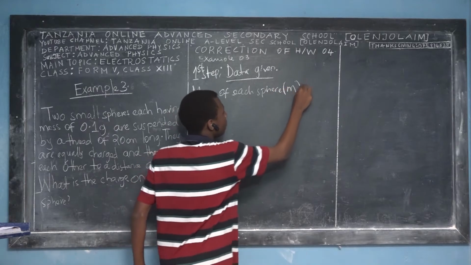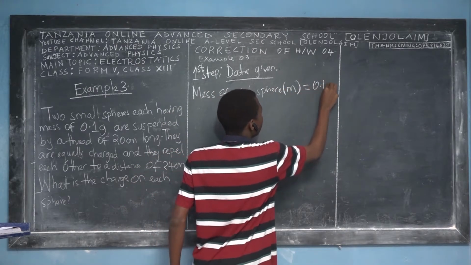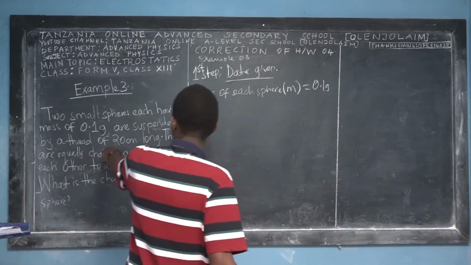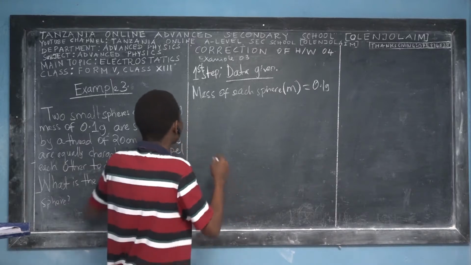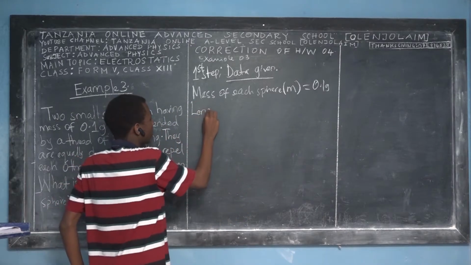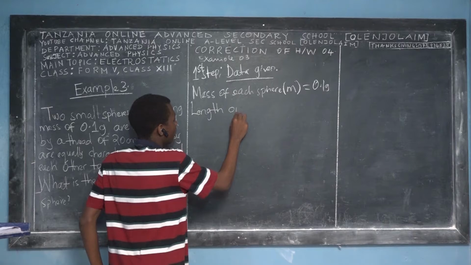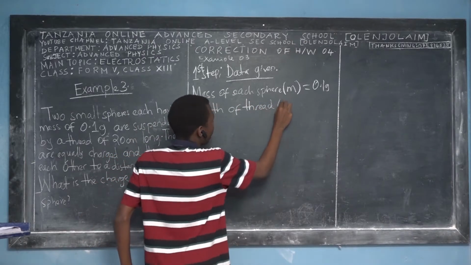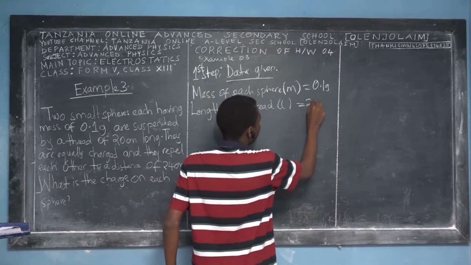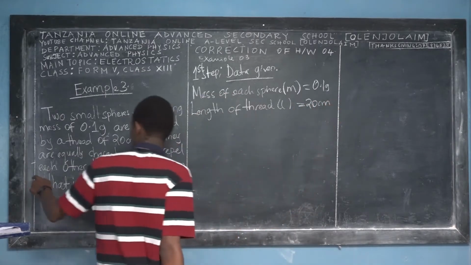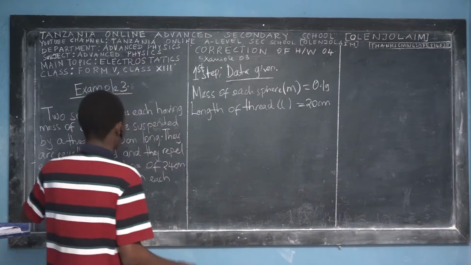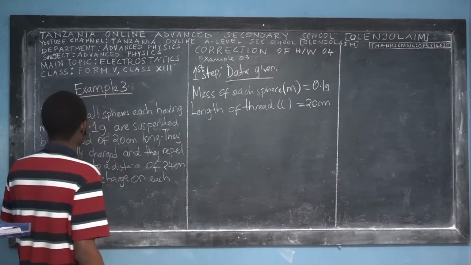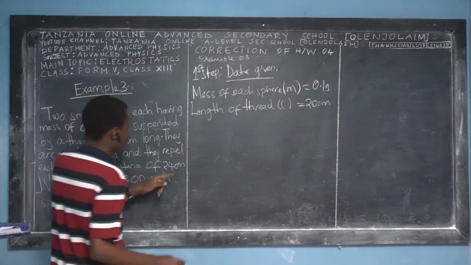In bracket, M is equal to 0.1 gram. They are suspended by a thread of 12 centimeters long. That means this is the length of the thread, L is equal to 20 centimeters. They are equally charged and they repel each other to a distance of 24 centimeters.